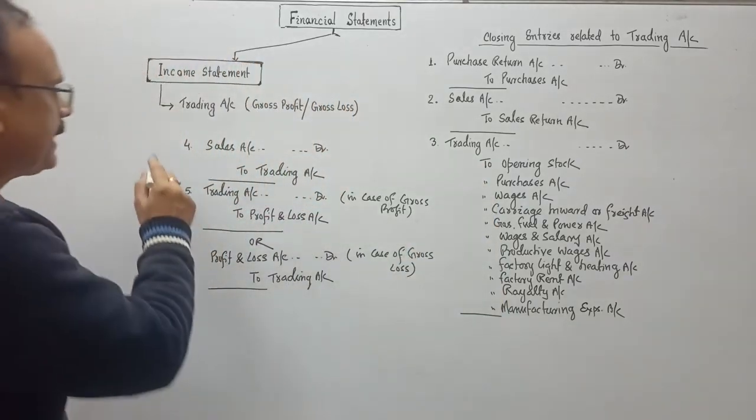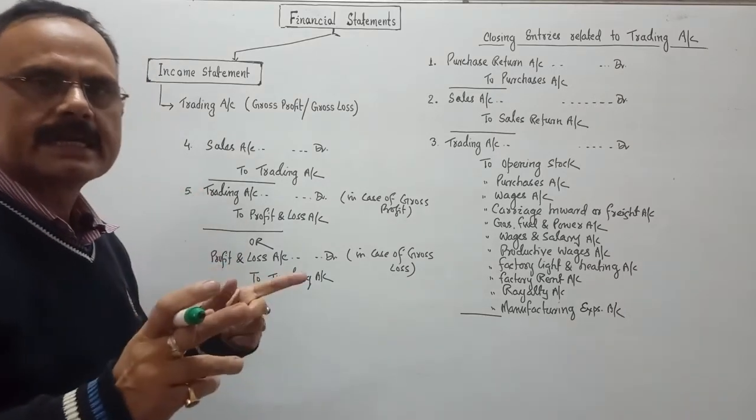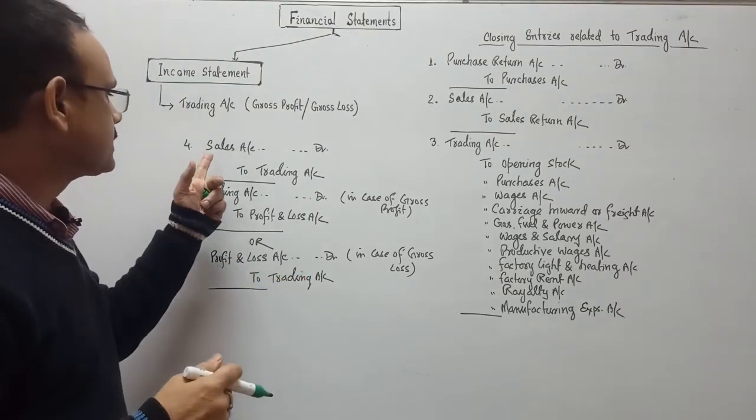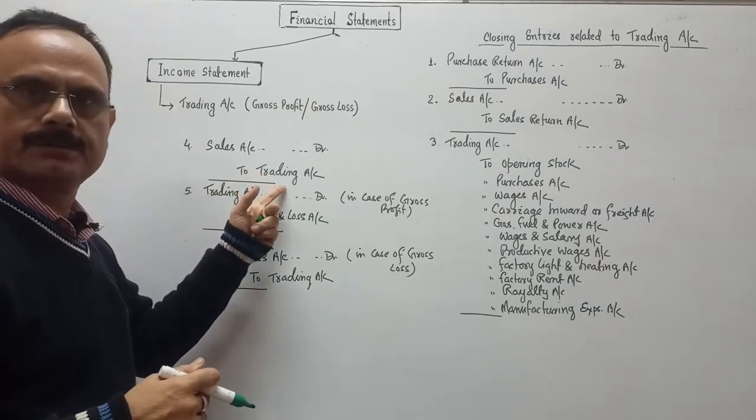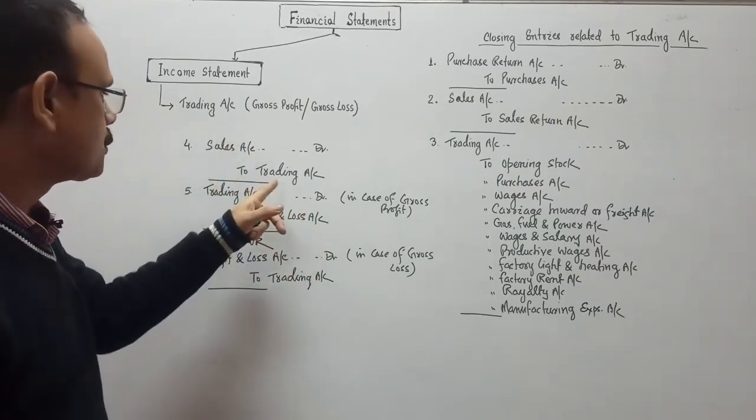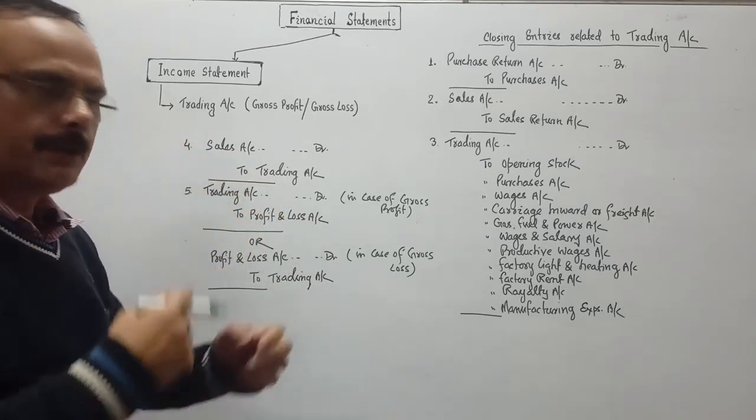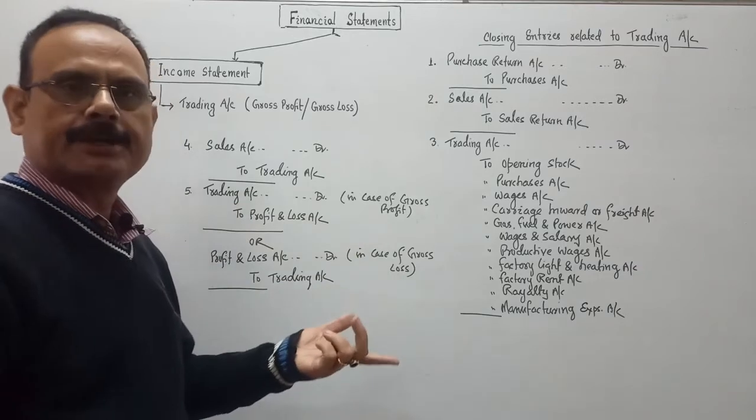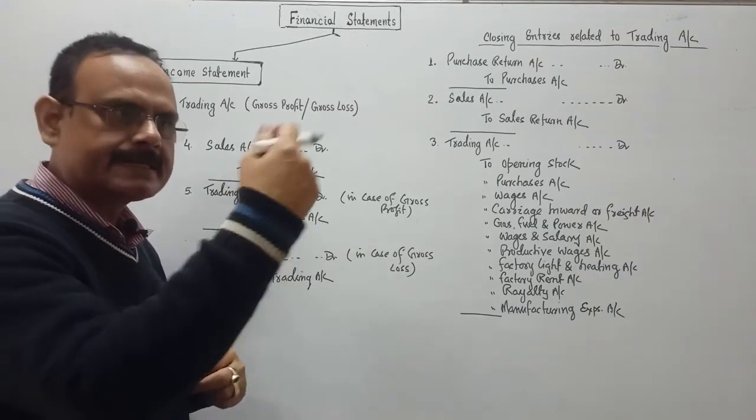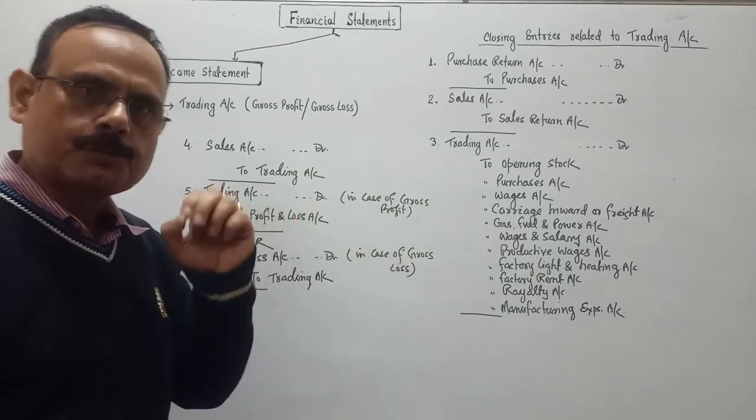Similarly, the fourth entry is sales. We'll close the sales account by transferring to trading account. Sales account debit to trading account. Transfer entry. Sales account is closed by transferring the amount to trading account. Thereafter we will compare the credit side and debit side of the trading account. If the credit side total exceeds the debit side, then it's a gross profit.